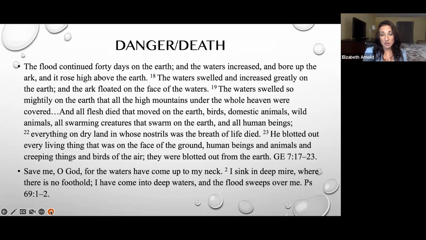Looking again to the Psalms, we hear this notion of water being this dangerous thing. Psalm 69 says, "Save me, O God, for the waters have come up to my neck. I sink in deep mire where there is no foothold. I have come into deep waters and the flood sweeps over me." And there, that word flood brings us right back to this notion that the flood is something that is irresistible. It is not something that we can escape. This notion of water being the power of God to kill is a very live thing throughout the Bible.